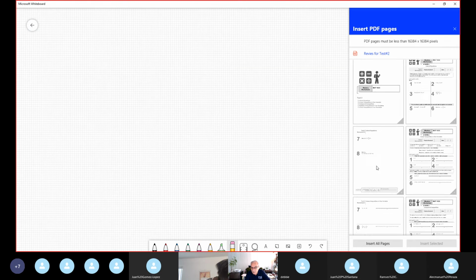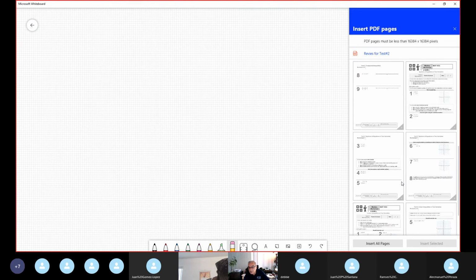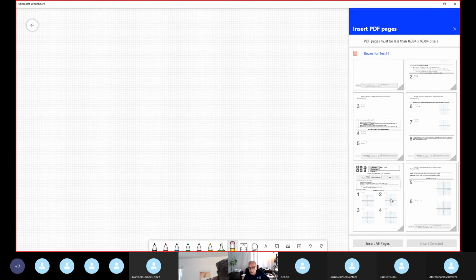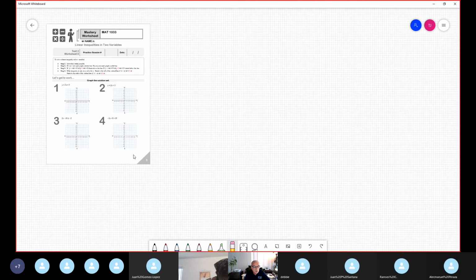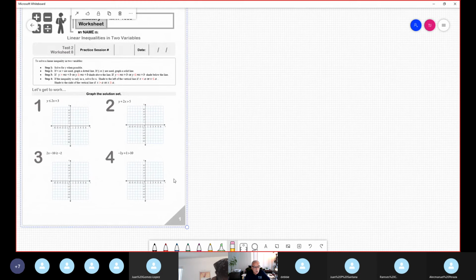Okay. Inequality now. Let me see. It's 1, 2, 3. Okay, this one. This page. Okay, in this, we make a review: how you represent inequality in two dimensions.